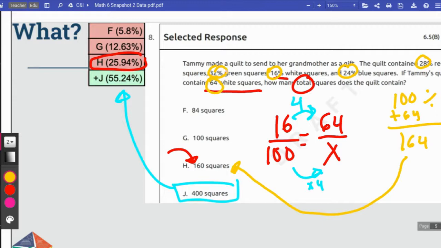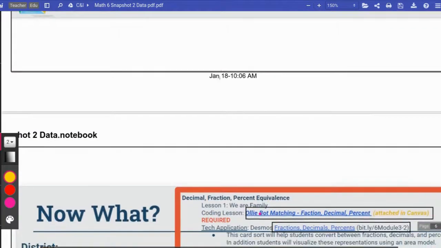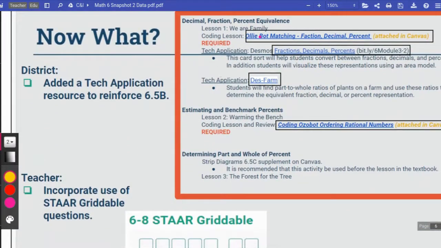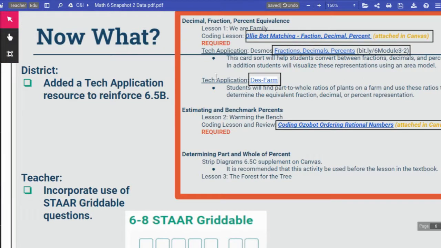All right, so we have gone over question 7 and question 8. Now, what are the coordinators going to do moving forward, which is now what? With now what, let's talk about what we have done or what we have added in our curriculum. All right, so we added a tech application resource to reinforce 6.5B because 6.5B was our lowest standard.